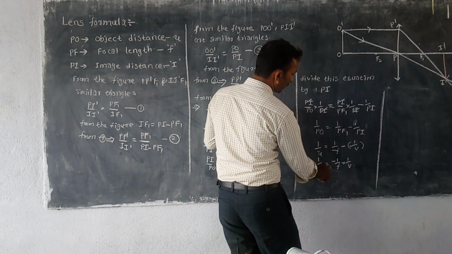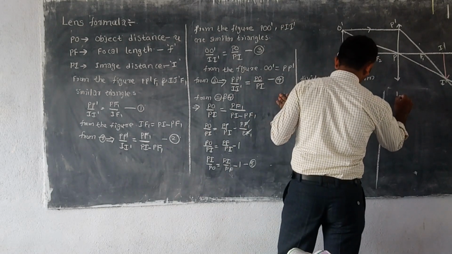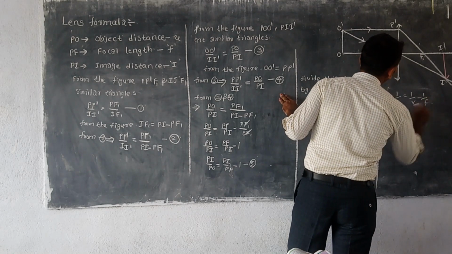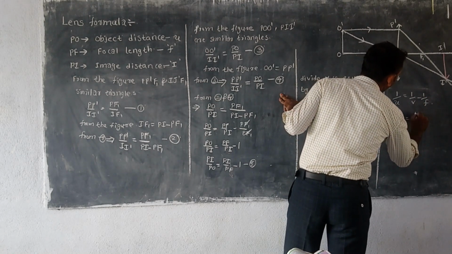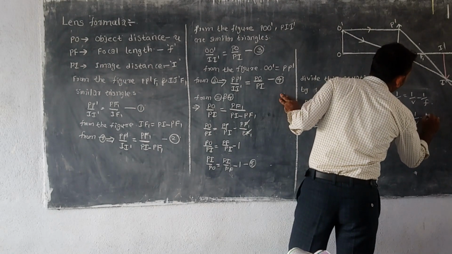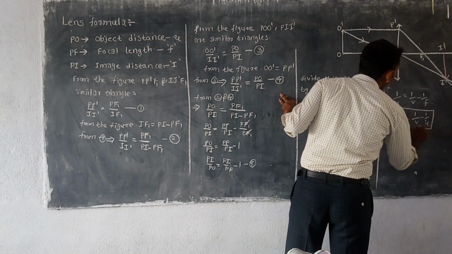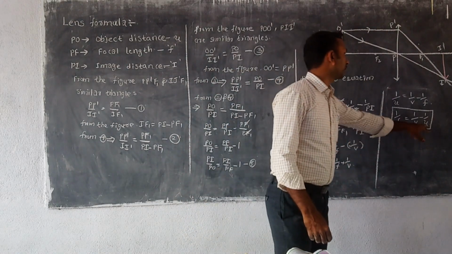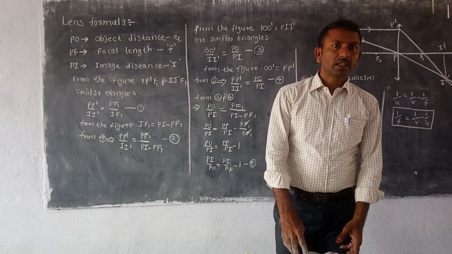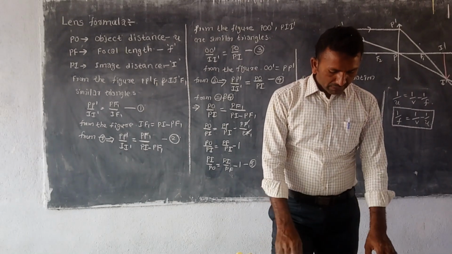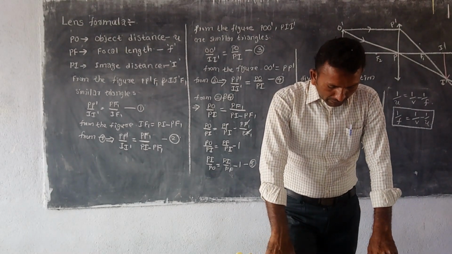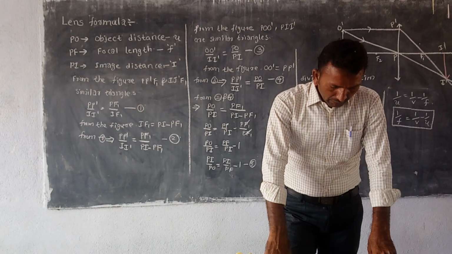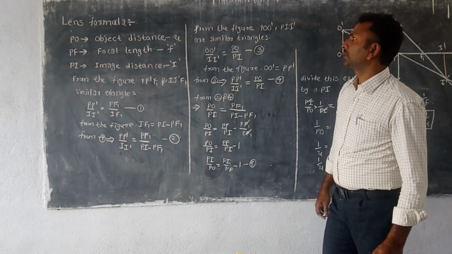So 1 by U equals minus 1 by F plus 1 by V, and we can write this equation as 1 by U equals 1 by V minus 1 by F. And we can change this equation to 1 by F equals 1 by V minus 1 by U. This is the lens formula. So we have found the relationship between F, U and V, as we mentioned at the start of this class. This equation is called the lens formula. It can be used for any lens, but remember to use the sign conventions while using this equation.